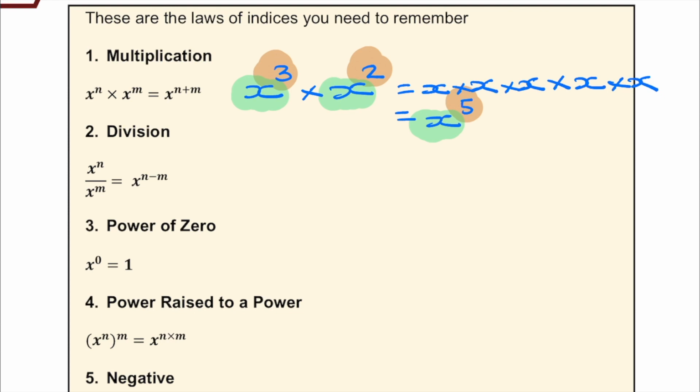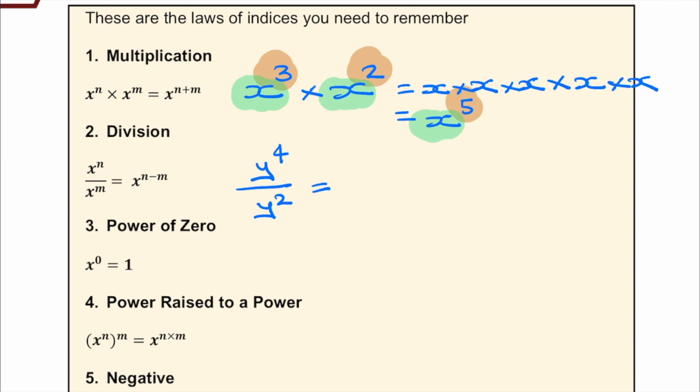Okay, the second one is essentially the inverse or the opposite of the first one. We've got our division law. And this simply states that if you are dividing two terms that have the same base, then you can simply subtract the indices or the powers. And again, let's look at quite a simple explanation for why that might work. So let's take two relatively simple terms. Let's use y's instead this time. So you might have something like y to the power of 4, and you might be dividing that by a y squared.